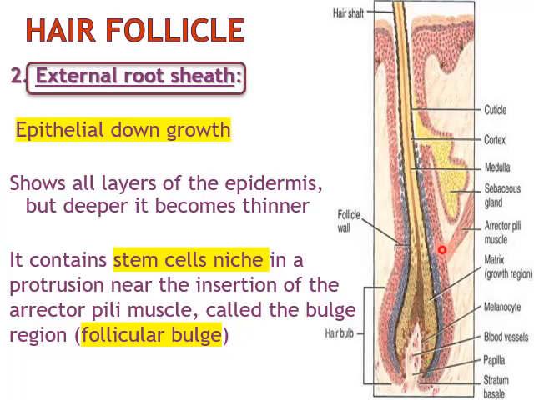At the level of the erector pili muscle, this muscle, there is a group of cells here called bulge cells or follicular cells, which give rise to the matrix cells, which are present here in the hair pulp or the terminal hair pulp. Again, as I said before, in the hair pulp there are rapidly differentiating cells called matrix cells, derived from follicular bulge cells. Where are the follicular bulge cells? Present here at the insertion of the erector pili muscle. This is the stem cell niche, which gives rise to the matrix cells.